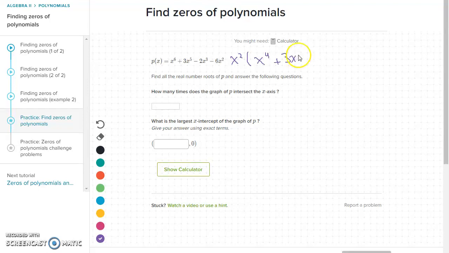So x squared to get to the 5th, I'll have to multiply by x to the 3rd, and then for negative 2x cubed, I'll just multiply by negative 2x. X times x squared will get me back to x cubed. And then negative 6x squared, I will only need to multiply by negative 6. So there I factored out x squared.